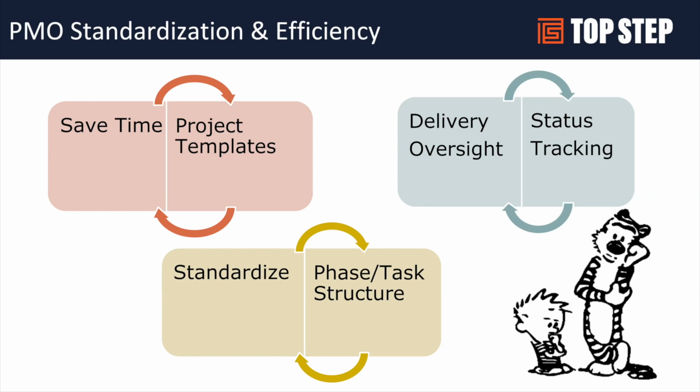Also, being able to have consistent reporting, delivery oversight, and status tracking, being able to report across projects and look for any projects that might be in trouble or at risk, and being able to take action proactively. And then being able to have a standardized phase task structure that aligns with your pricing model and the effort you're going to be doing, and being able to report across those and manage those across all your similar projects. So these are some of the standardizations we see a lot, and we'll talk a little bit about each one of these in more detail.